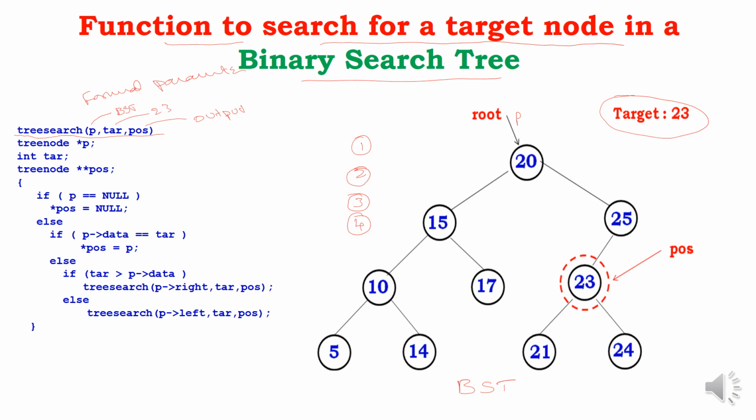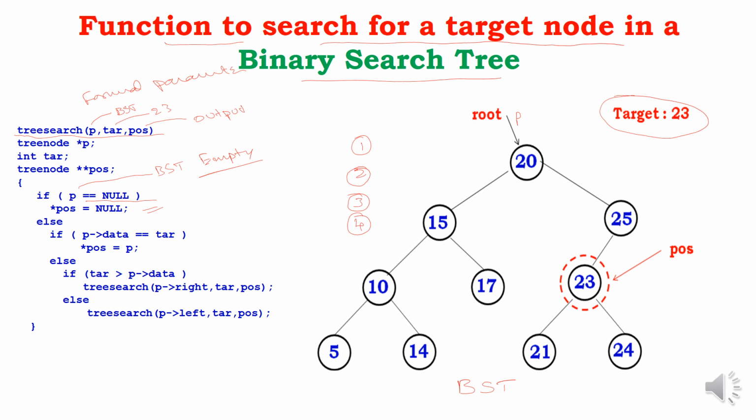Now we start comparing with the root node. Initially, if P is null, meaning there are no nodes and the binary search tree is empty, sometimes a binary search tree may become empty. If it is empty, there is no question of finding our target element, so position is null. If it is not empty, then only can we search. If it is not empty, we compare our target element with the root value first.